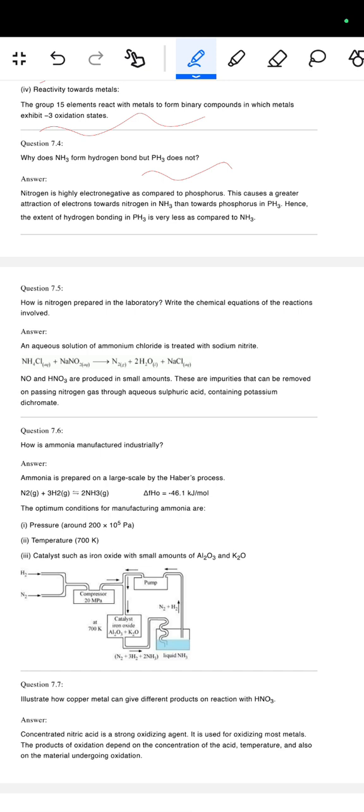So nitrogen is highly electronegative compared to phosphorus. This causes a greater attraction of the electrons towards the nitrogen in NH3 than towards the phosphorus in PH3. So hence the extent of hydrogen bonding in PH3 is very less as compared to NH3.